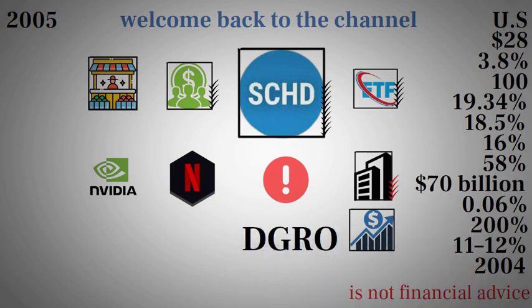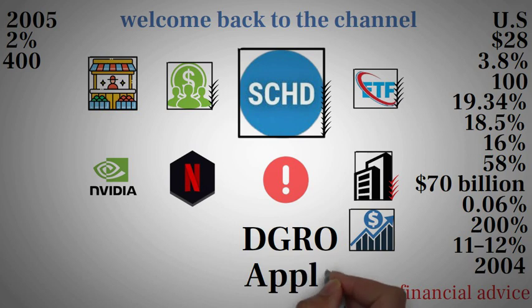DGRO has a slightly lower yield, around 2%, but focuses on dividend growth companies, those with a track record of steadily increasing their dividends. The fund is fairly diversified with around 400 stocks and includes major companies like Johnson & Johnson, ExxonMobil, Apple, and Microsoft. While the yield is modest, the potential for rising dividends over time makes it appealing for long-term income investors.